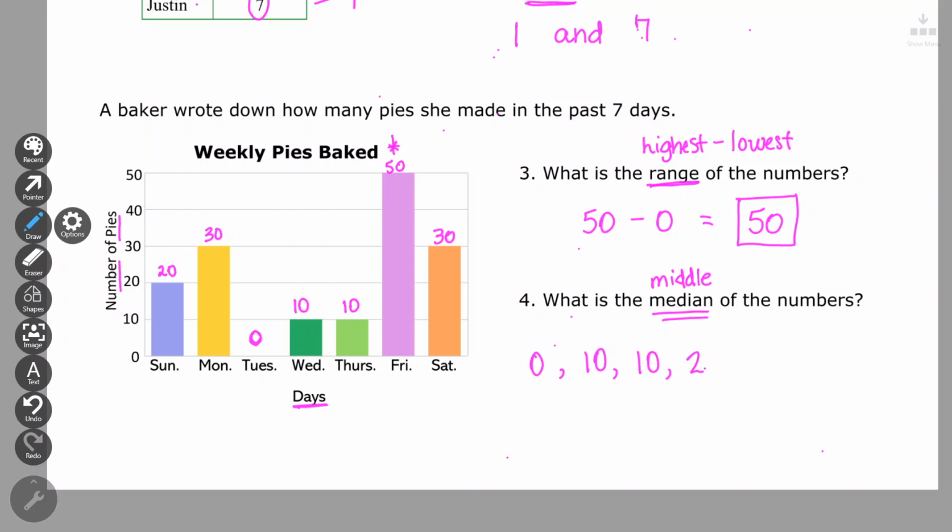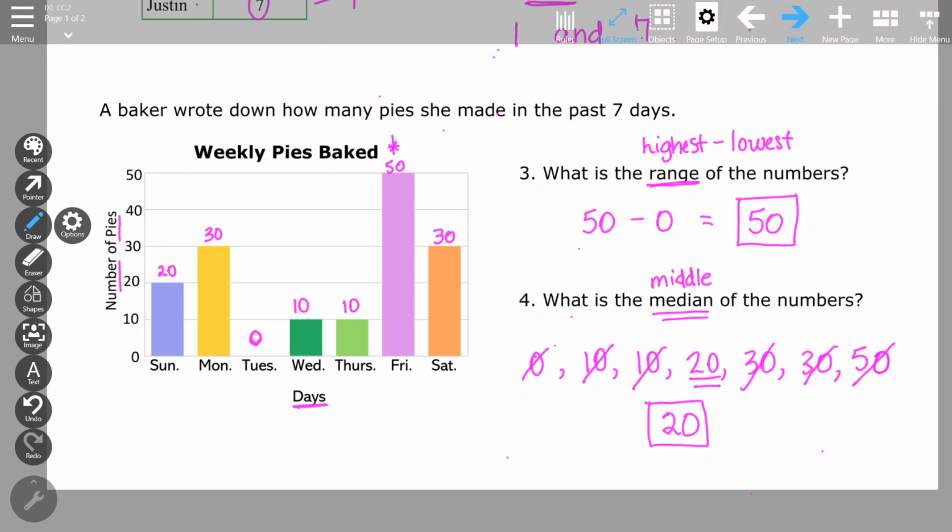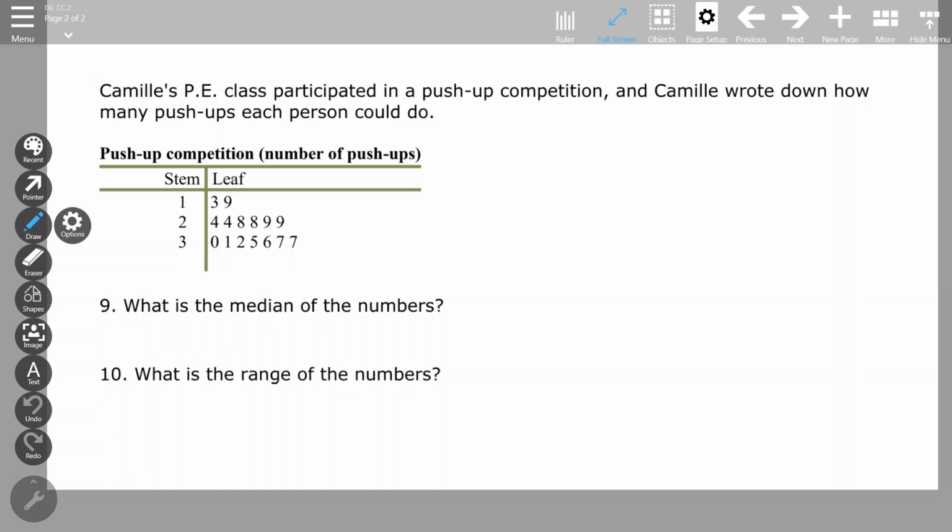And then we have 20. And then we have 2 30s, so we've got to write 30 down twice, and then 150. Now remember, to get the median, you have to strike the first and the last, the first and the last, the first and the last until you get the middle number, which here the middle number is 20. So the median would be 20. All right, let's keep on moving forward.